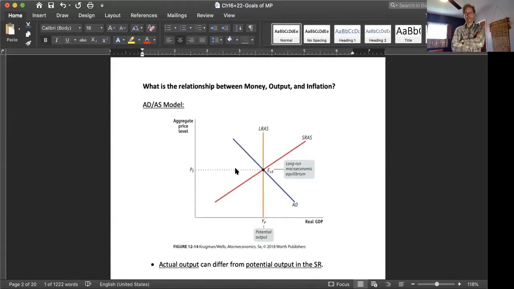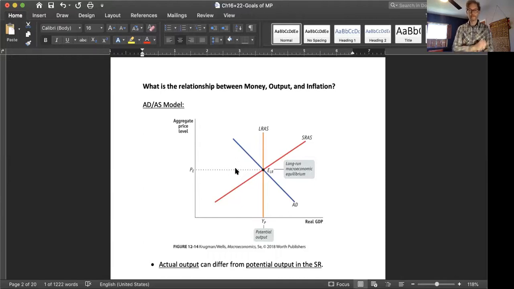So let's go back and remind ourselves, what's the relationship between money and output and inflation? We've talked about this many times in this class, but we haven't really used a model. I've kind of appealed to your memory of intro macro, but let's be a little bit more specific here and remind ourselves about what we learned in intro macro about the relationship between money and inflation and output.